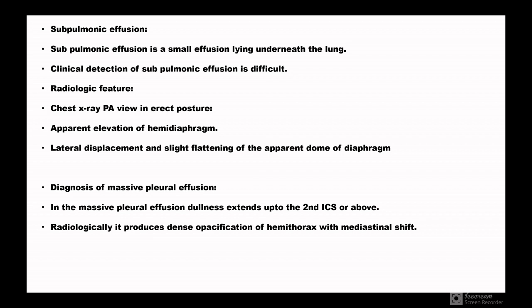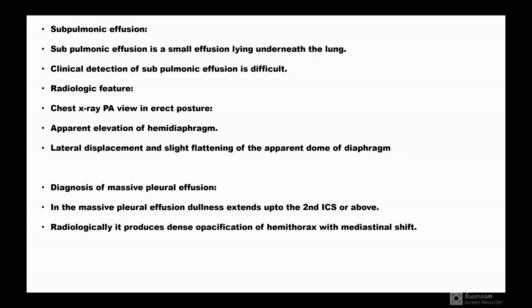Now what is subpulmonic effusion? Subpulmonic effusion is a small effusion lying underneath the lung. Clinically, detection of subpulmonic effusion is difficult, but we can detect it in radiological features like X-ray in PA view in erect position. It will show apparent elevation of the hemidiaphragm, lateral displacement, and slight flattening of the apparent dome of the diaphragm. Diagnosis of massive pleural effusion: in massive pleural effusion, dullness extends up to the second intercostal space or above. Radiologically, it produces dense opacity of the hemithorax and mediastinal shift.